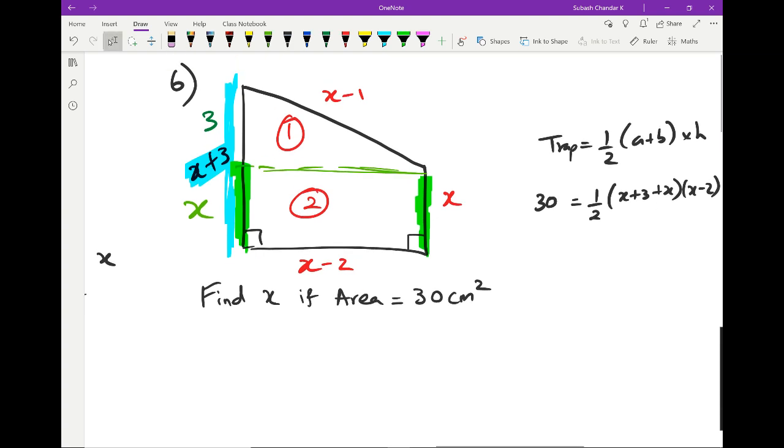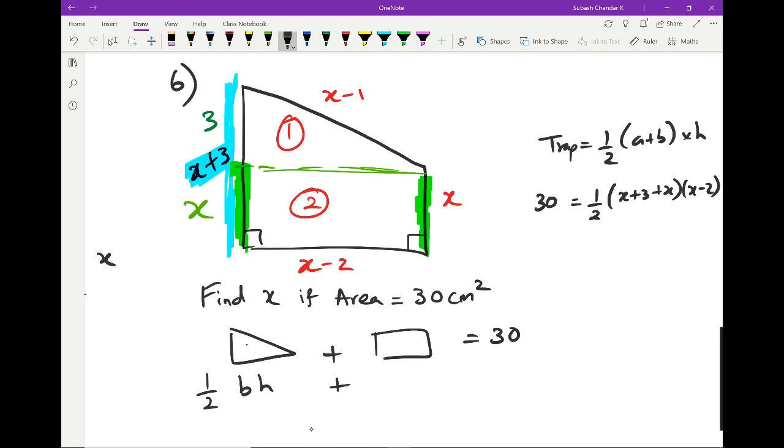But the other way of doing this is I'm going to do it as a triangle and a rectangle. So I've got triangle 1 and then rectangle 2. So add them up and I get 30. So for the triangle, I've got half times base times height, plus the rectangle, which is base times height.